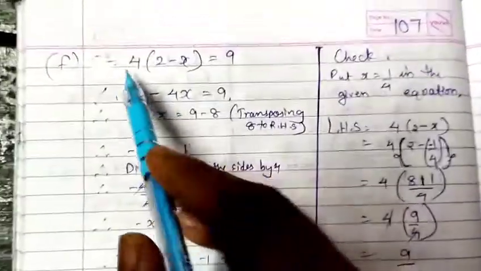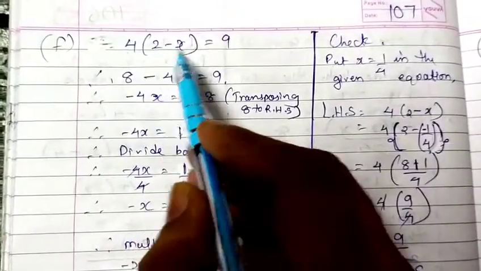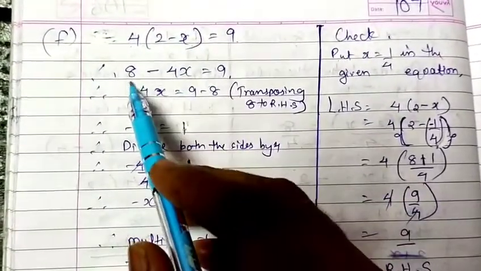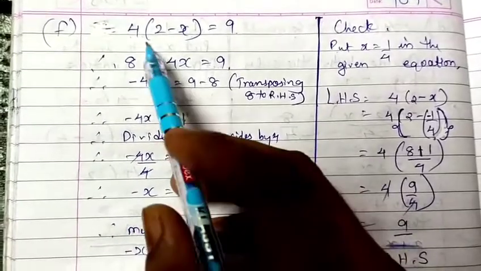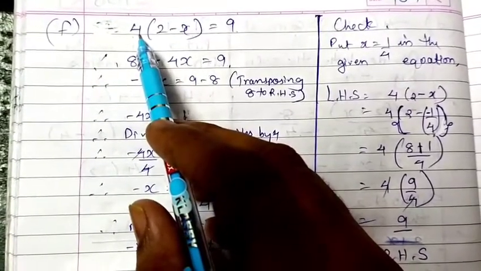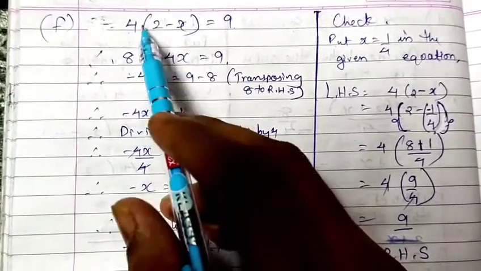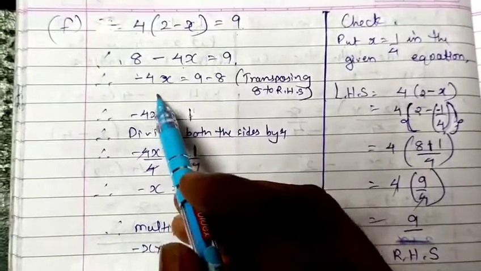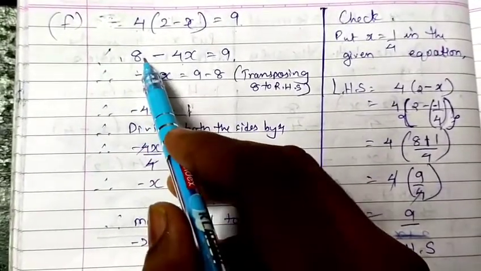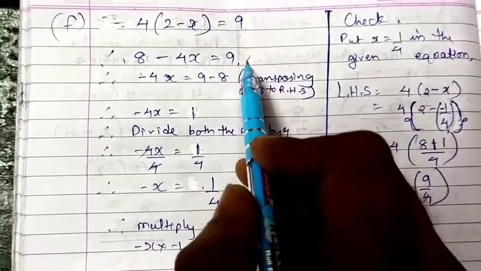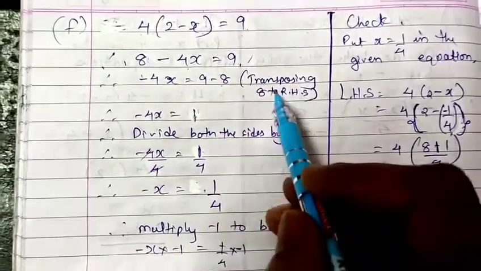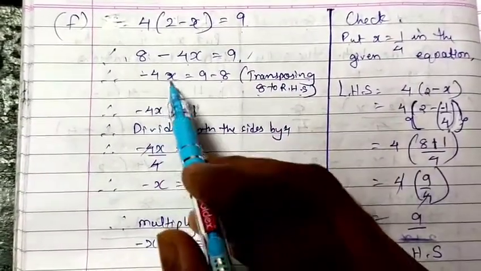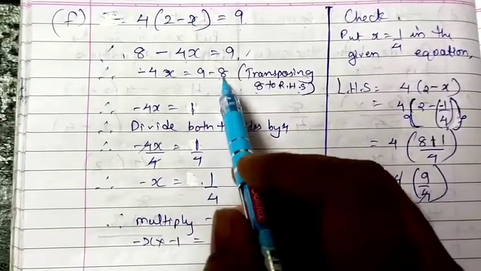Now let us see the next sum, that is sum number F. Here 4 in bracket (2 minus x) equals 9. Now here I had applied another method. See what I told previously, 2 4s are 8, and 4 into x, so 8 minus 4x equals 9. Now dear student, you can transpose this 8 toward your right hand side. By doing such, positive 8 will become -8. Write down transposing 8 to right hand side. Now here -4 times x is left. Now here 9 minus 8 is 1.